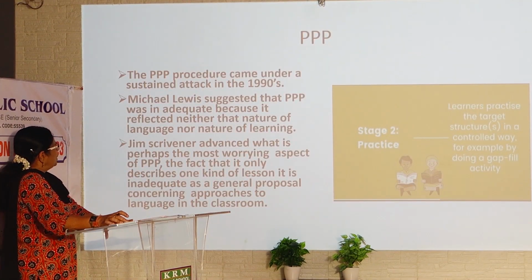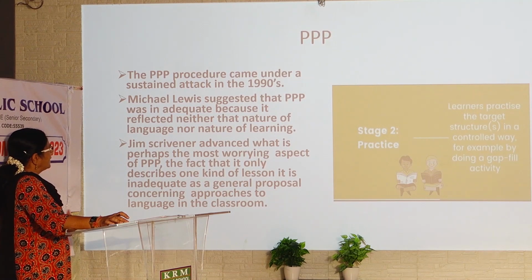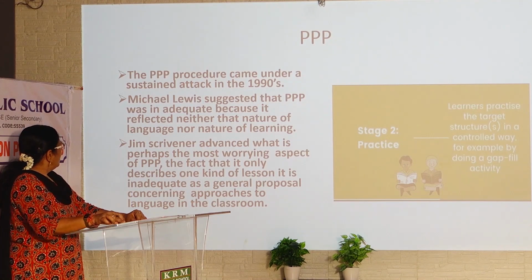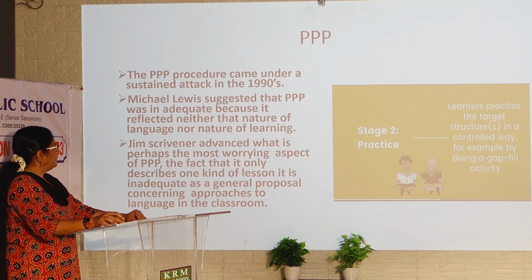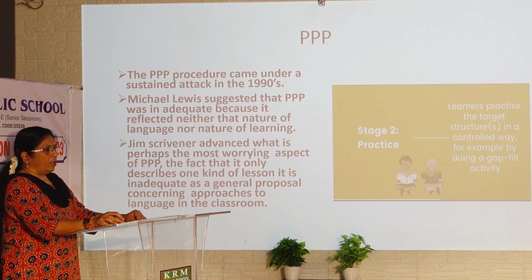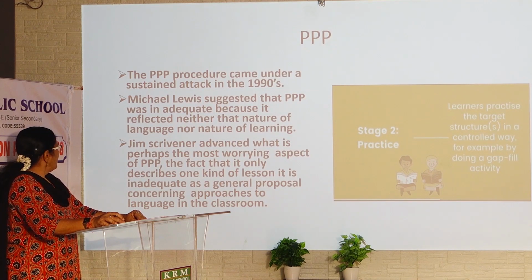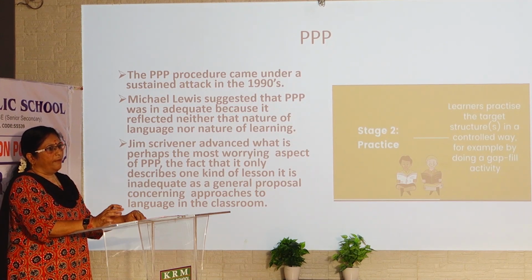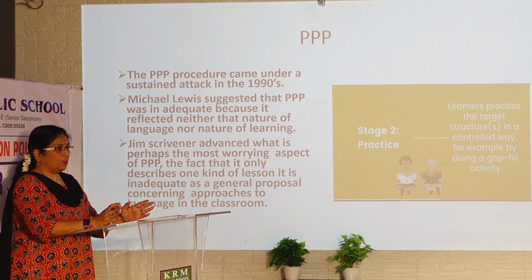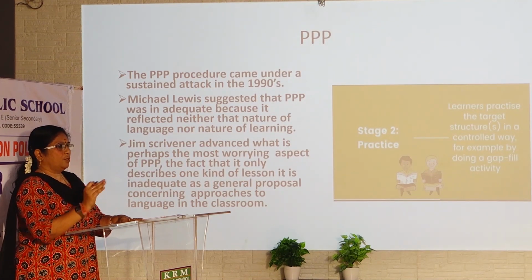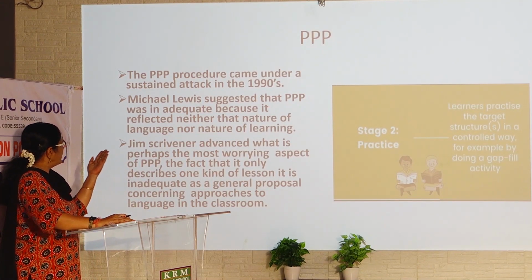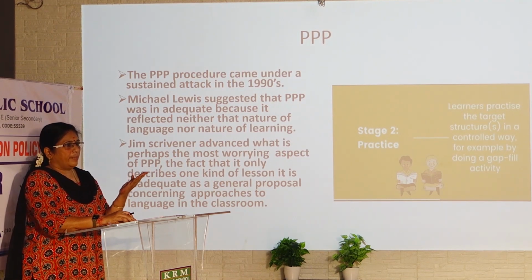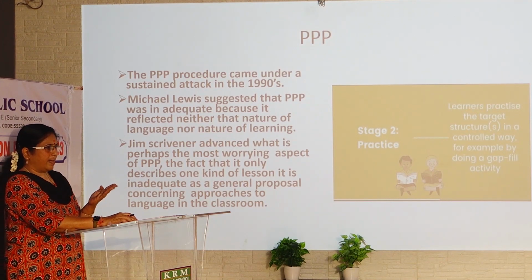the triple P procedure, which came under attack. Michael Lewis suggested that triple P was inadequate because it reflected neither the nature of language nor the nature of learning. The way you are going to implement it for the children, how you are going to teach the nature of language, should be in the nature of learning. First it can happen in the mother language.